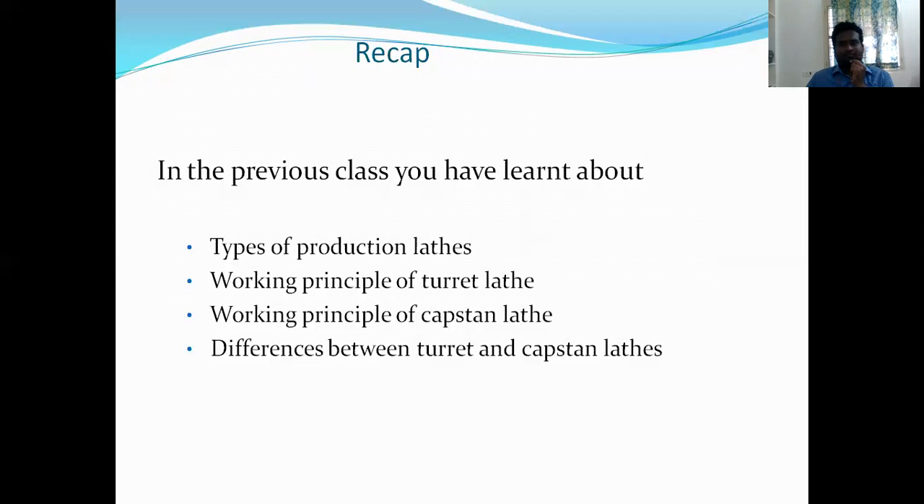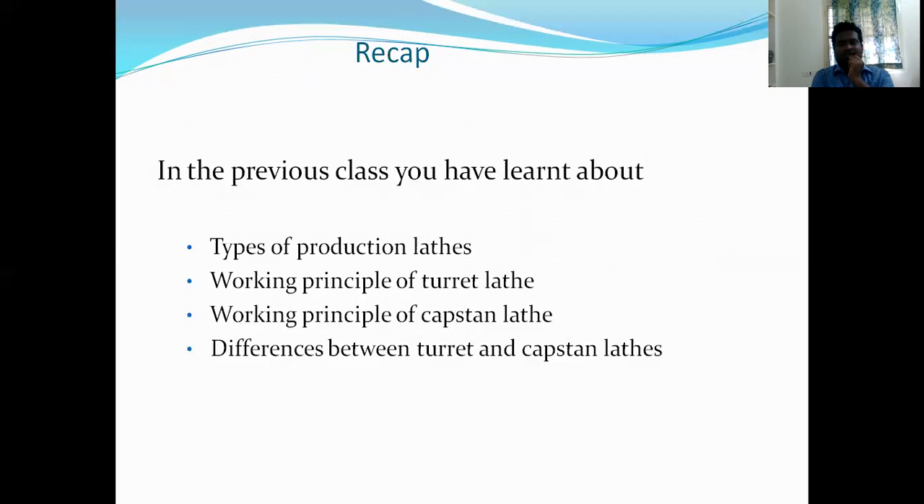Okay. So turret lathes are suitable for increasing productivity, and within less time they produce a large number of products. Productivity increases, precision increases, accuracy increases. So many advantages we get by using the turret lathe. After that we moved to the working principle of the capstan lathe. The capstan lathe is also similar to the turret lathe.